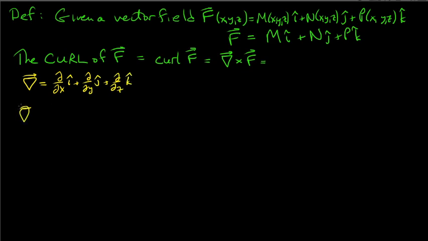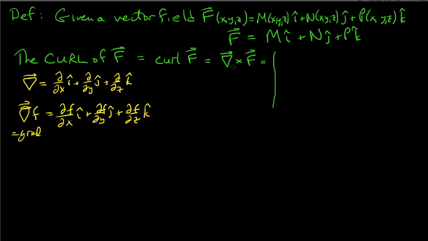Obviously, if you're taking the gradient of a function like little f, then you're taking the partial derivatives of f to get the three components. So that's one way we can use this symbol, to take the gradient, which is just the gradient we know from before. This is a little different. This is the curl, so we need the determinant for the cross product.